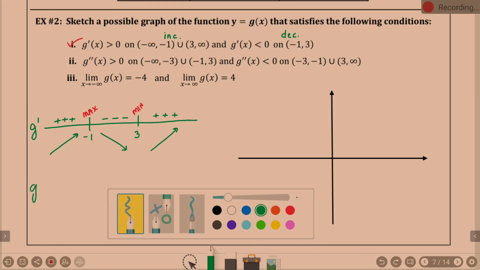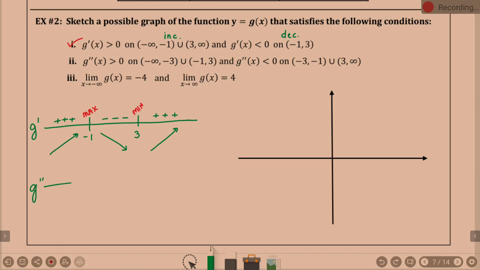Let's talk condition 2. So now we're going to talk second derivative. When the second derivative is greater than 0, what's that going to mean? It's positive, and so the graph will be concave up on those intervals. When the second derivative is less than 0, my graph is going to be concave down on those intervals, yes?